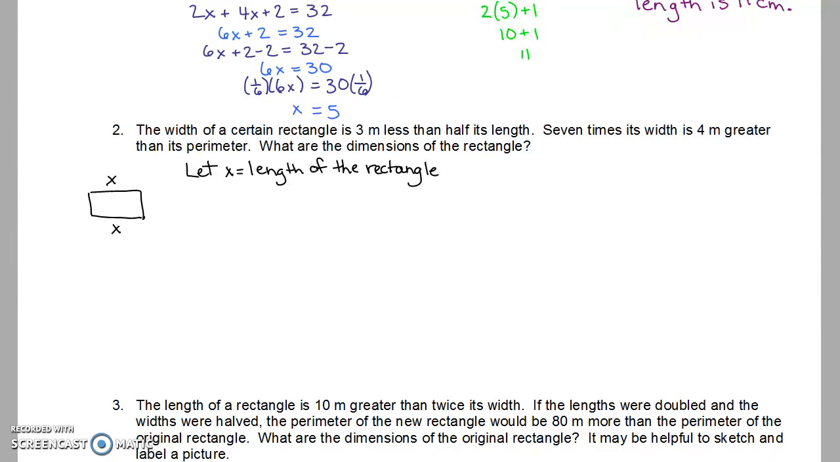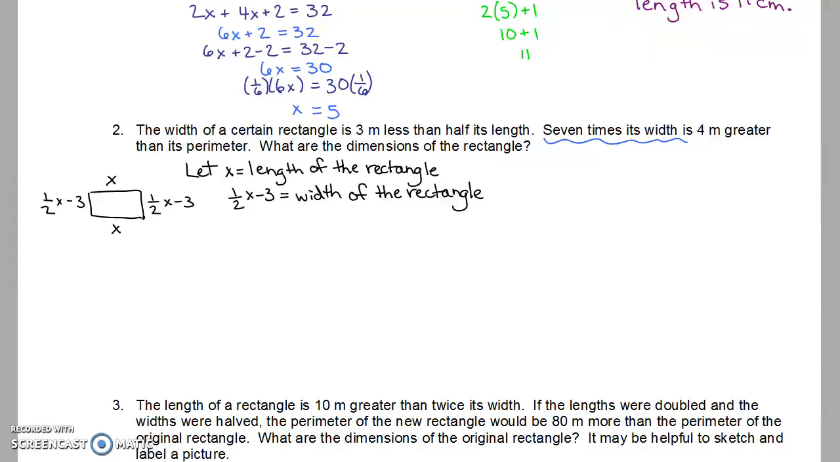For the width, 3 meters less than means that we're going to have a -3 and then half of its length. So 1/2 x minus 3 is the width of the rectangle. What makes this problem a little bit harder is how we set up our equation. So we're going to take it one step at a time.